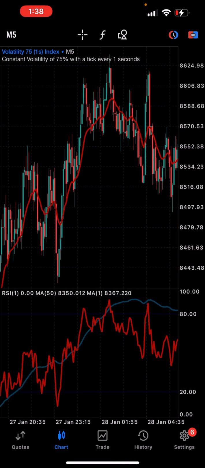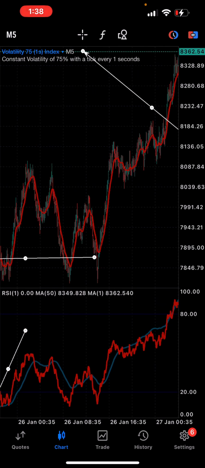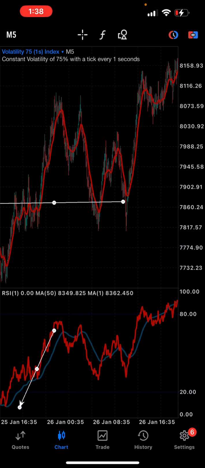So this strategy works even on the 5 minutes time frame, guys. You just need to get the understanding of how the higher time frame works, then you'll be able to know how to apply it to everything.